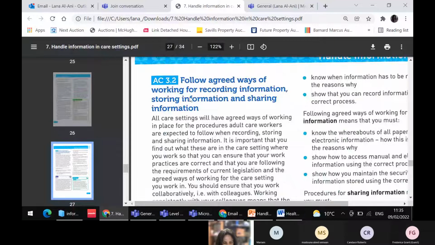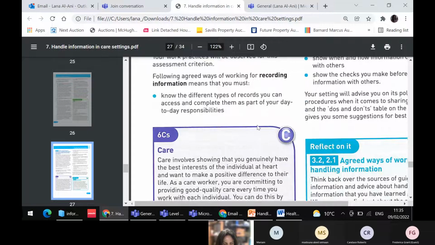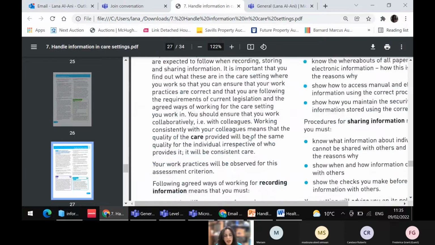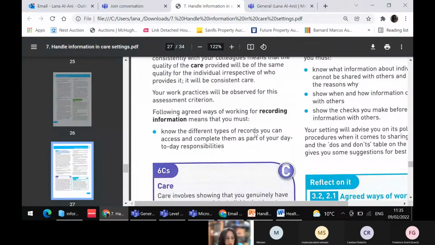Okay, follow the agreed ways of working. What is how to record information? So first, I can't talk about myself, as we said, because it's in the red area. It's about reflective account. So now I start saying, I always at workplace, I follow the policy and procedure correctly. So when I record the information, I always make sure that there are different types of information.